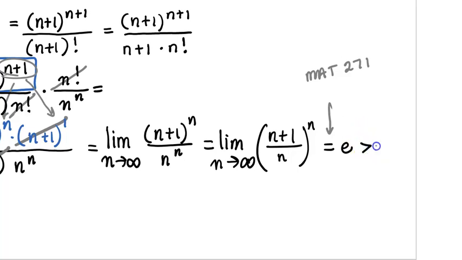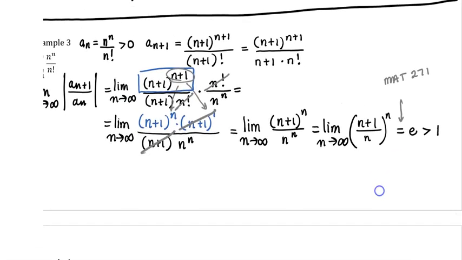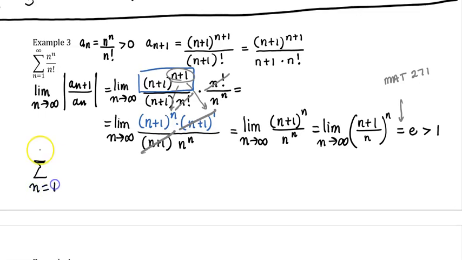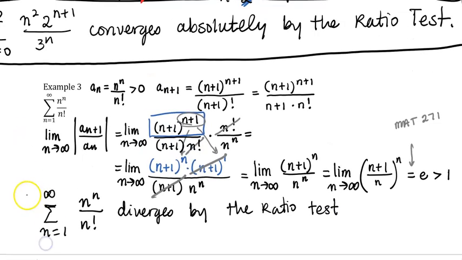So now that we have evaluated the limit, e is greater than 1, which therefore tells us that our series that starts from 1 to infinity of n to the n divided by n factorial diverges by the ratio test, because we got a value for our limit that was larger than 1.